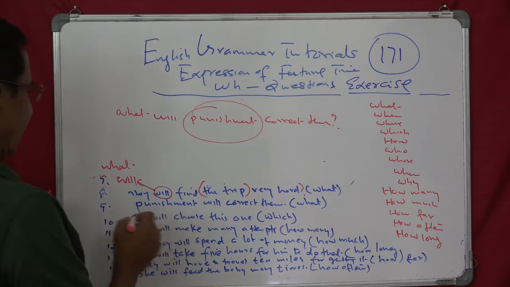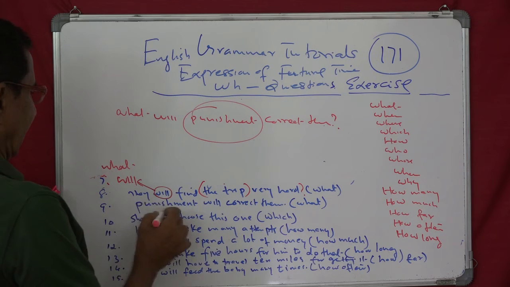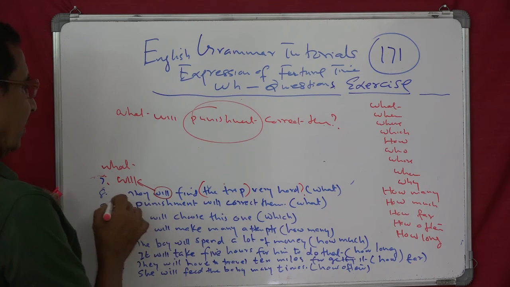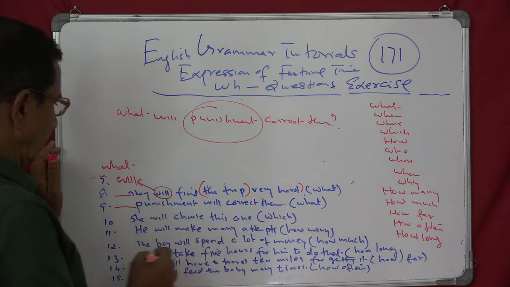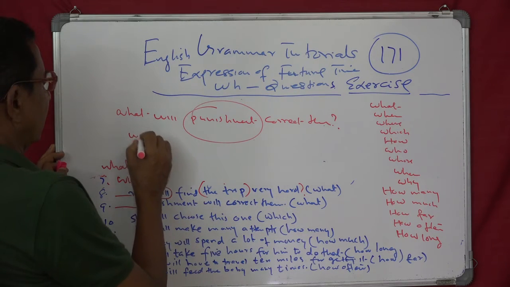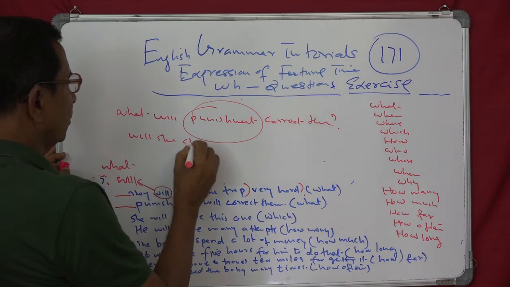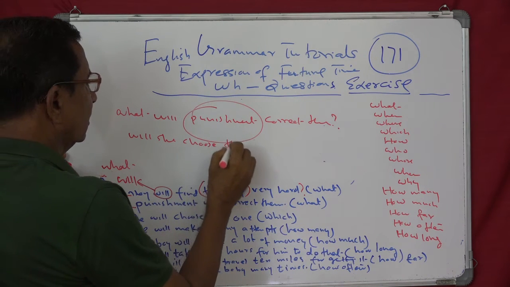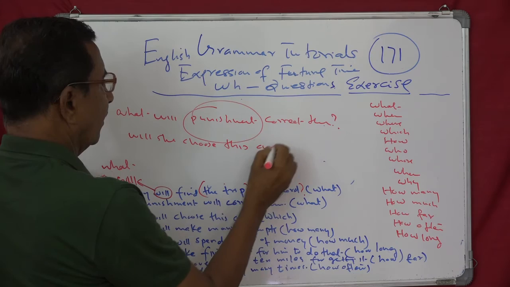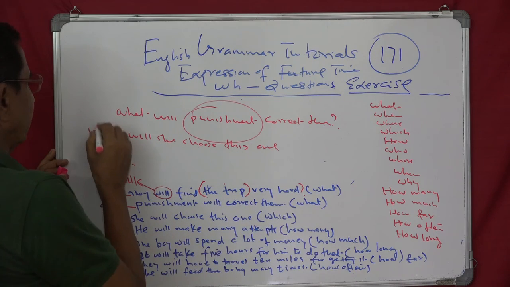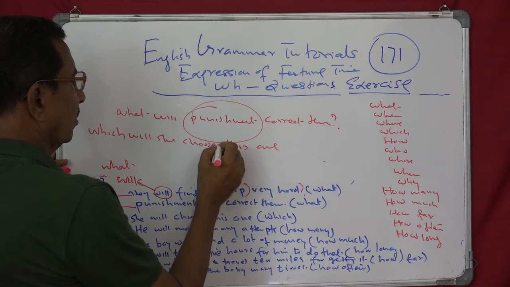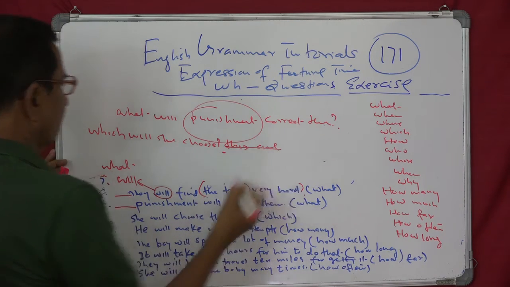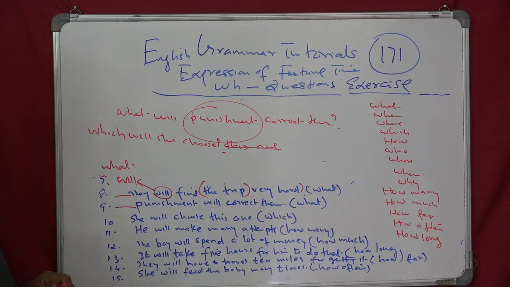And now 8, 9. Up in 9 as we have done already. Yes, this also 8. Now she will choose this one. Will she choose this one? Then which will she choose? Question. Which will she choose? She will choose this one.